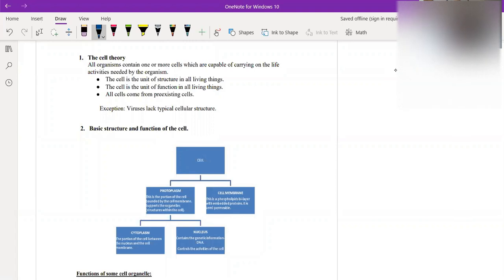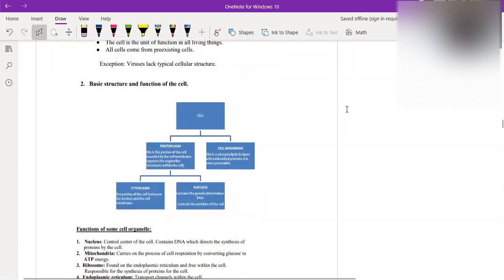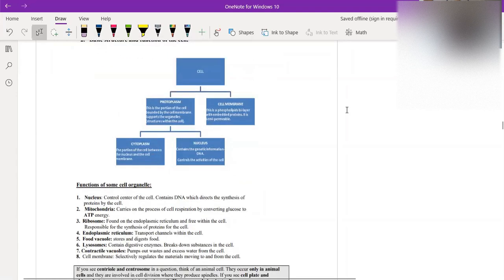And one thing I have to know is that viruses are not typical cells. They don't have the typical cell structure, right? So we don't consider them as a typical cell. Okay. Now, what do you have to know about a cell?